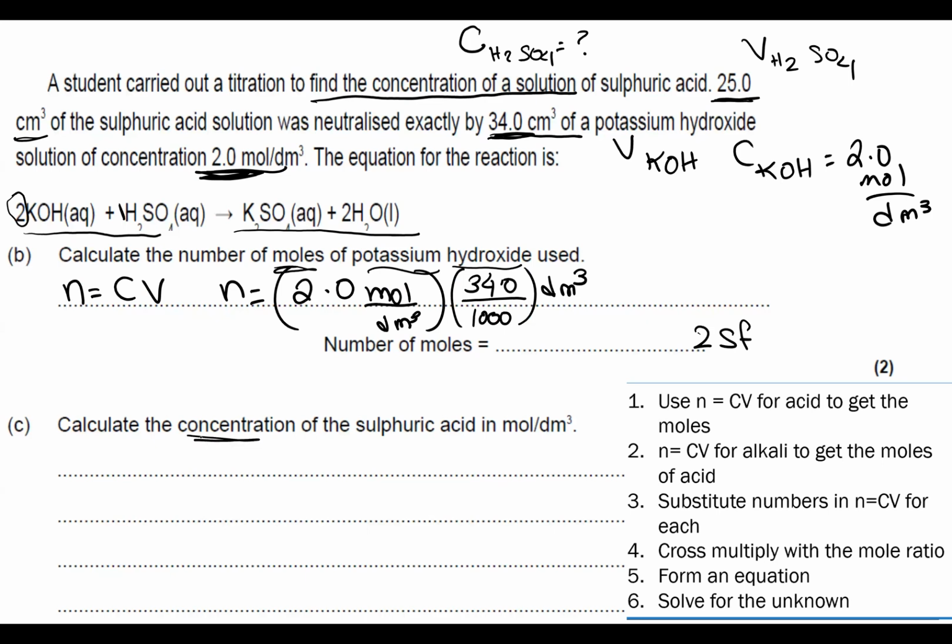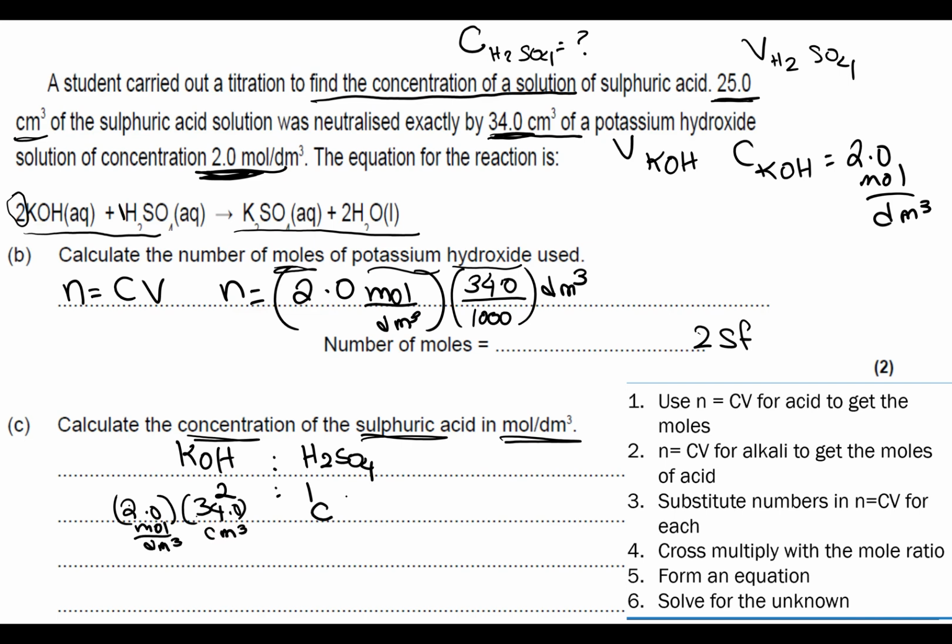To calculate the concentration of sulfuric acid in moles per decimeter cubed, we're going to do the steps that I have over here. So the ratio between KOH to H2SO4 is 2 to 1. Now substitute CV and CV for each one of them. So C is unknown. C is known here. It's 2.0 times the volume, which was 34.0. And here I'm going to write mole per decimeter cubed, and here cubic centimeters.